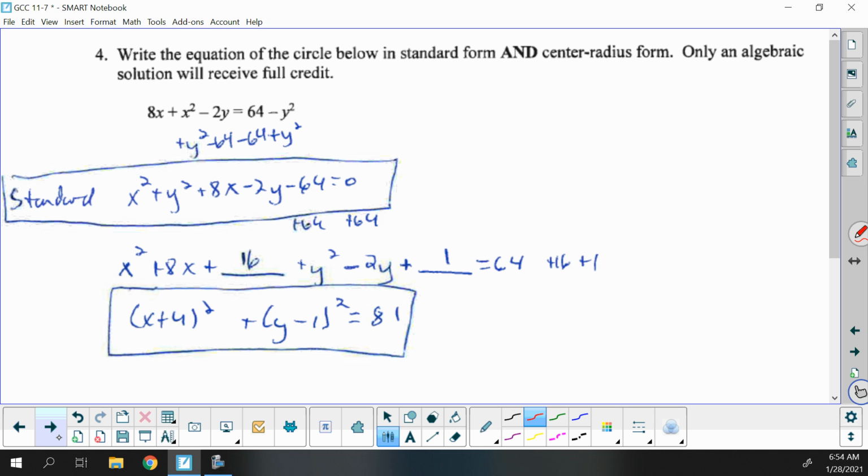So standard form, just get everything over on the same side. So add the y squared, subtract the 64. Make sure your squareds come first, then your x and y, and then your constant, and have it equal to 0. So that's your standard form.